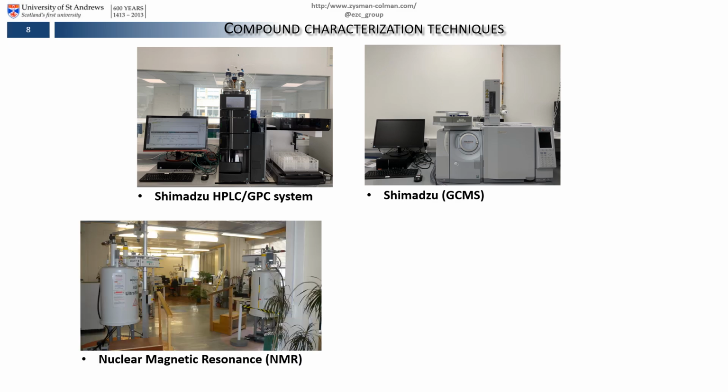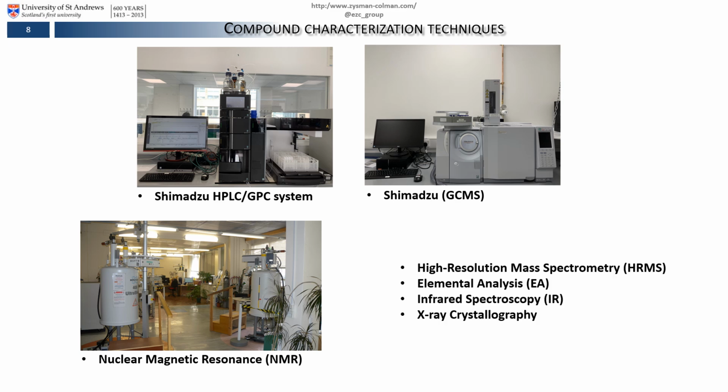NMR, or nuclear magnetic resonance spectroscopy, analyzes the magnetic properties of atomic nuclei and gives insight into molecular structure. We also use other techniques such as HRMS, elemental analysis, IR, and X-ray crystallography.